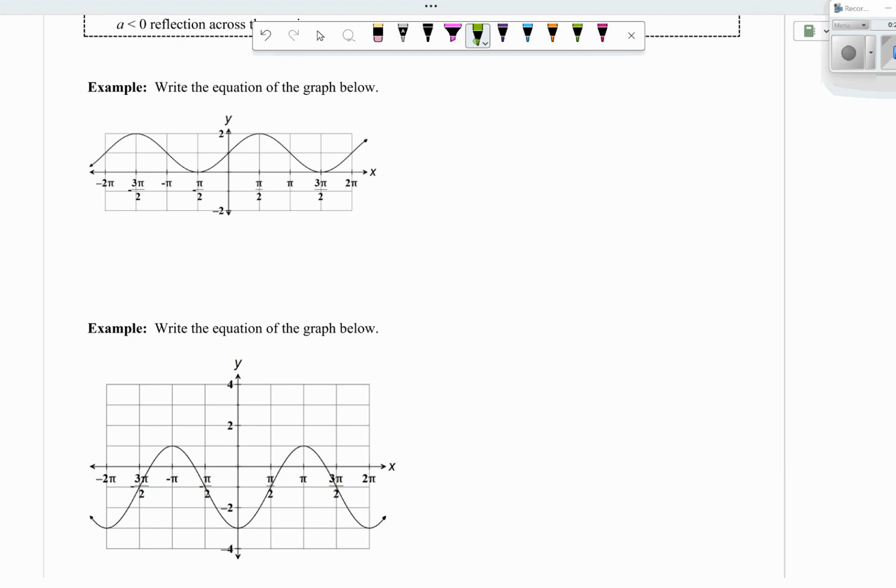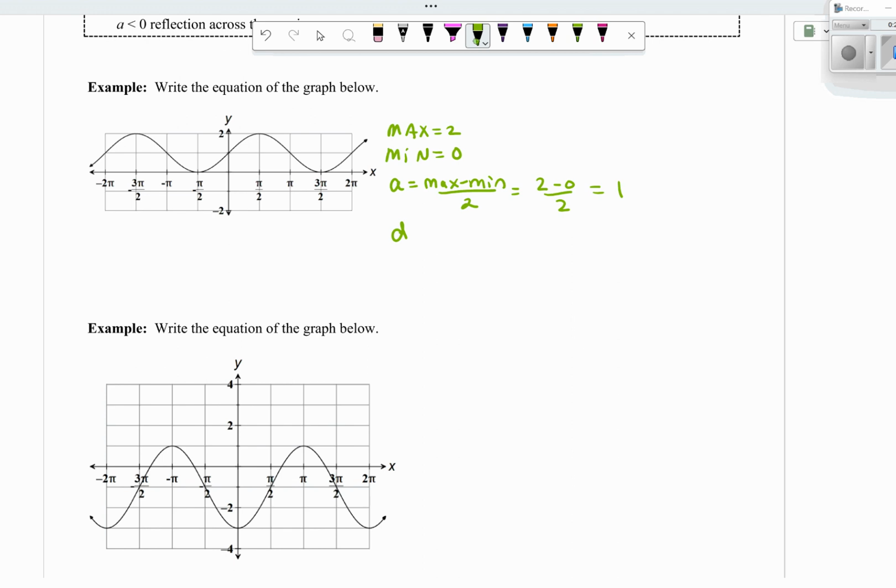So for this first graph here, we can see our maximum is at 2 and our minimum is at 0. So then I'm going to find the amplitude next, which is the maximum minus the minimum divided by 2. So in this case, the amplitude is equal to 2 minus 0 divided by 2, which is 2 over 2, so 1.